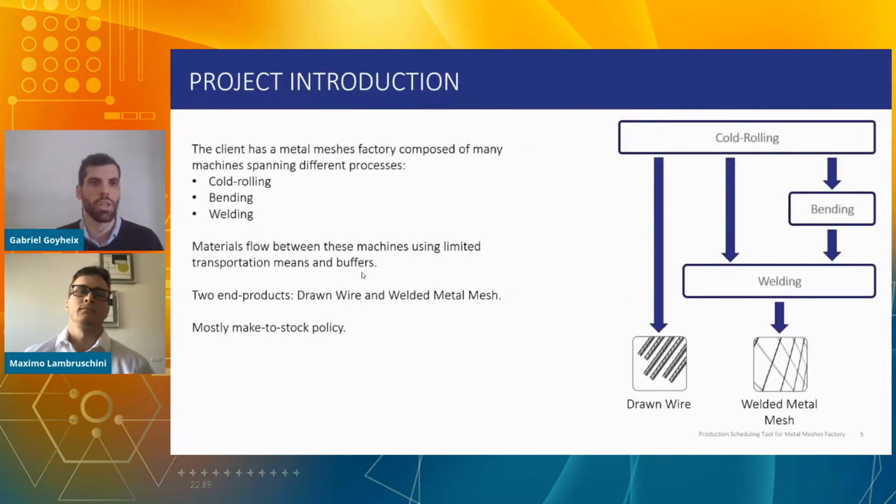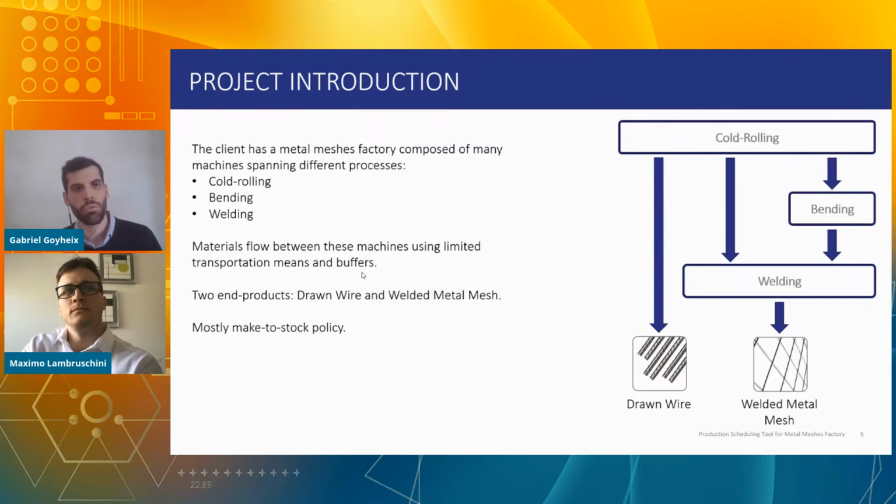In this case, our client was a large steel manufacturer that produces a wide range of products. We focus on a part of the plant that manufactures welded metal meshes and also drawn wire. There are mainly three processes involved: cold rolling, bending, and welding, and a lot of machines across these processes work together to manufacture these products. Raw materials come in and go through the cold rolling process, and the products made there can be directly prepared as drawn wire and shipped to the clients, or used to feed the bending and welding processes to ultimately manufacture metal meshes.